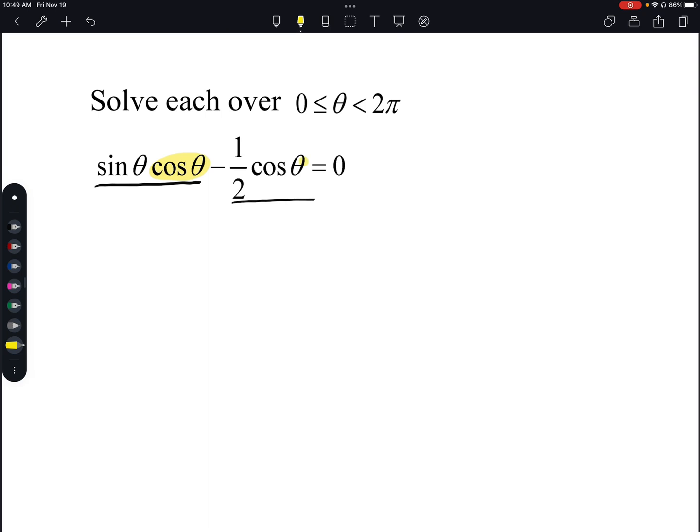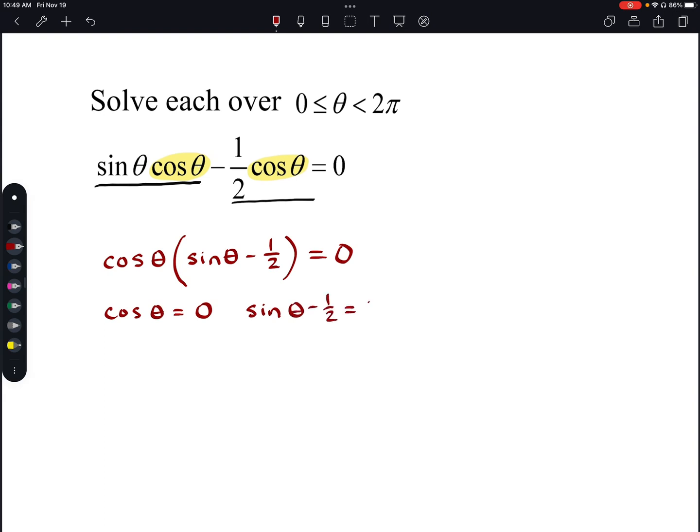Right, we have a cosine of theta in each of them there, so let's factor out that common factor. So we have the cosine of theta, and when we take that out, what's left over? Well, the stuff that we didn't highlight is left over. The sine of theta minus 1/2 equals 0. And now we'll choose our zero product property. We'll say that either the cosine of theta equals 0 or the sine of theta minus 1/2 equals 0. So we'll just solve that and then identify our answers.